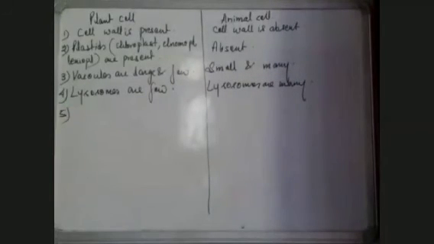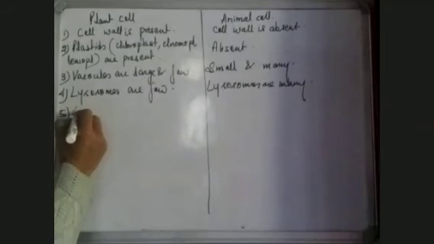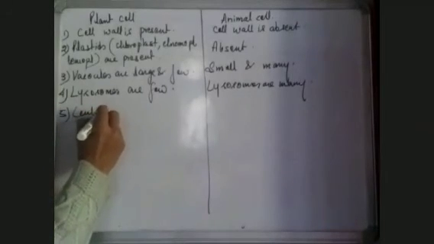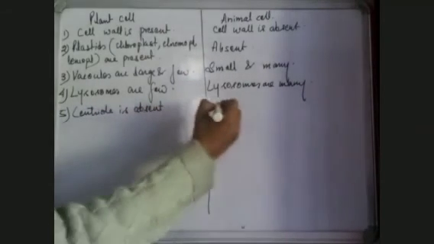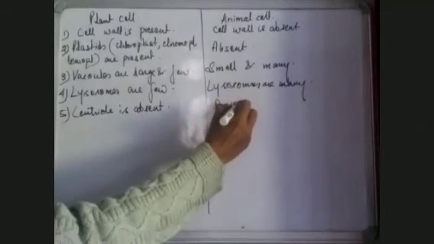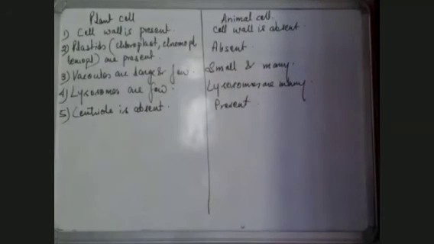We come to the next point of difference, which is about the centriole. Centriole is absent in plant cell, whereas the centriole is present in animal cell. Okay. Now, any other difference which I'm forgetting and you remember? Yes, beta. These are the main 5 differences which I have told you between the plant cell and the animal cells.